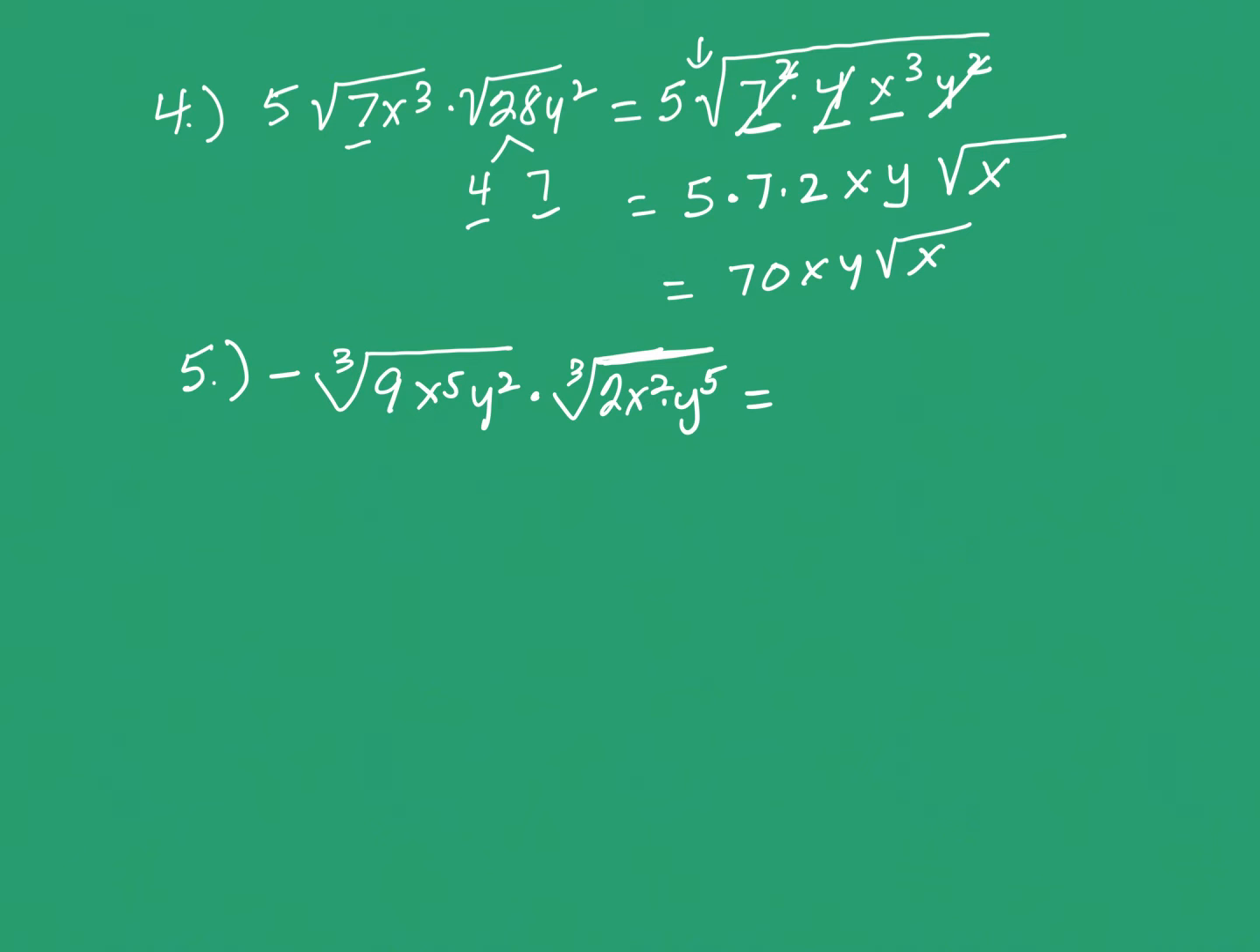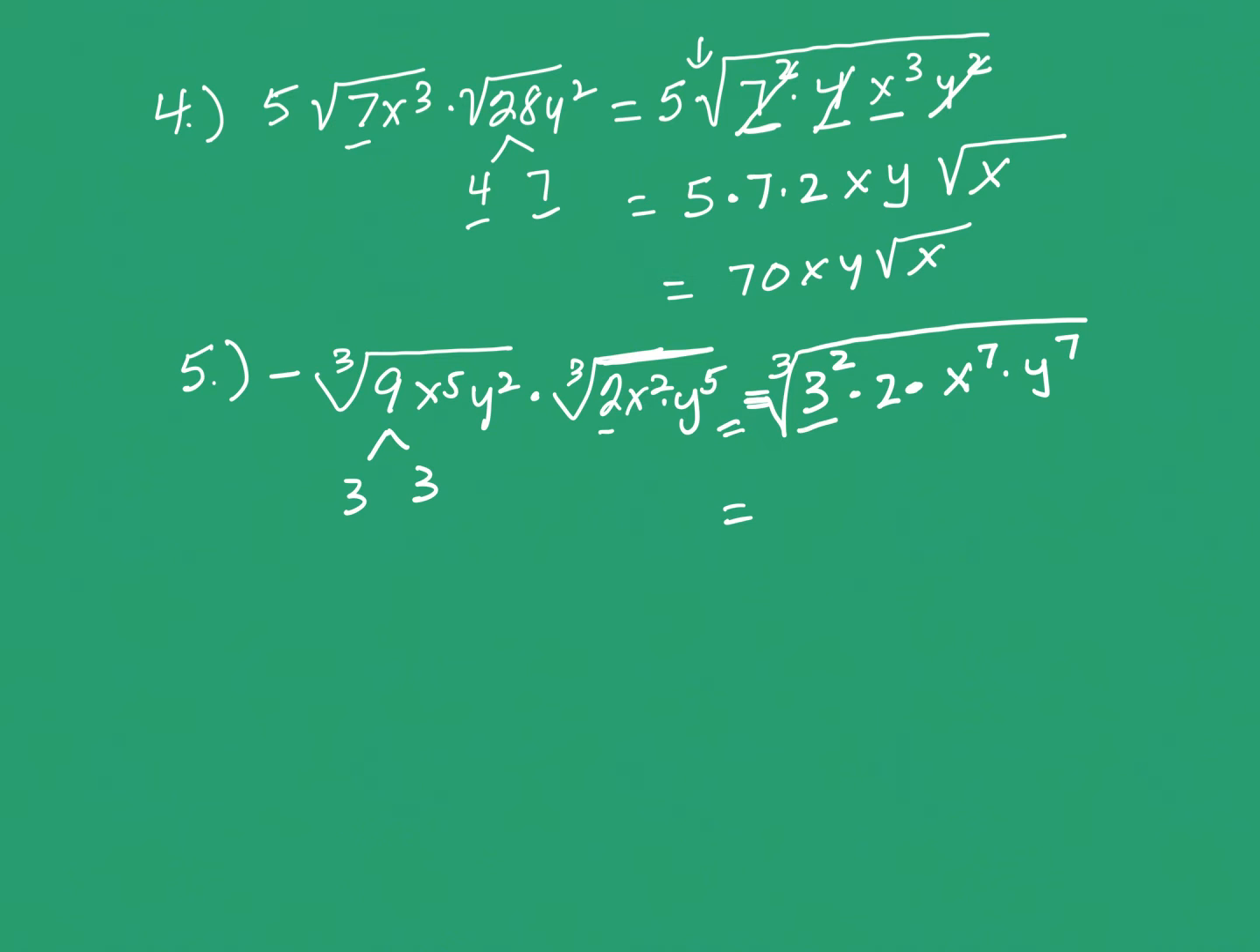Okay, we're going to find the cube root of the product of these two radicals. We know that 9 is 3 times 3. And of course, we have 2. So we have 3 squared times 2 times x to the fifth times x squared is x to the seventh. Y squared times y to the fifth is y to the seventh. And we're going to get the cube root. And we do have a negative out here.